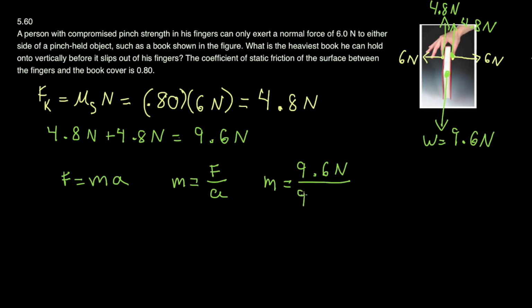over 9.8 meters per second squared, right? The acceleration due to gravity. And so this comes out to 0.98 kilograms. So that's the most that this book can weigh, and that we could hold on to it. And so that's problem 5.60.